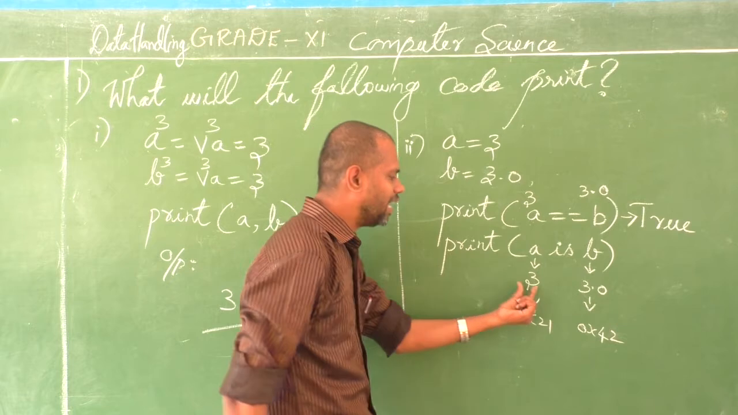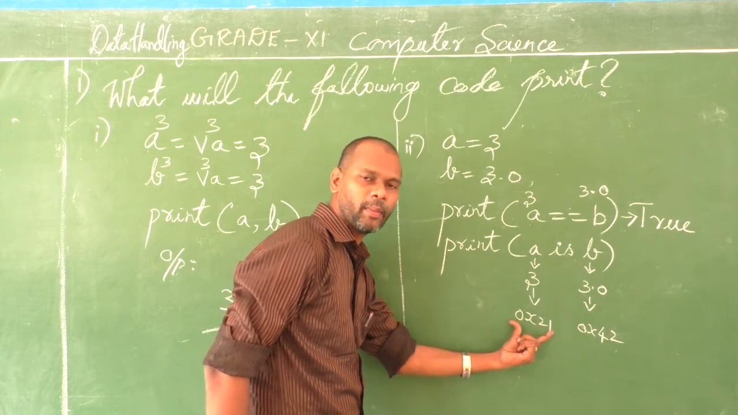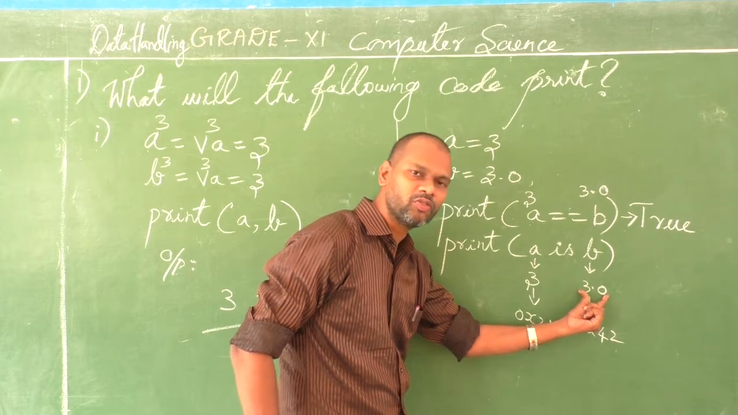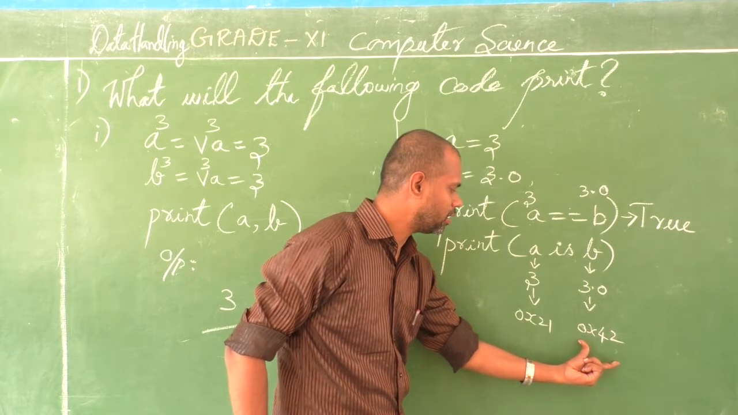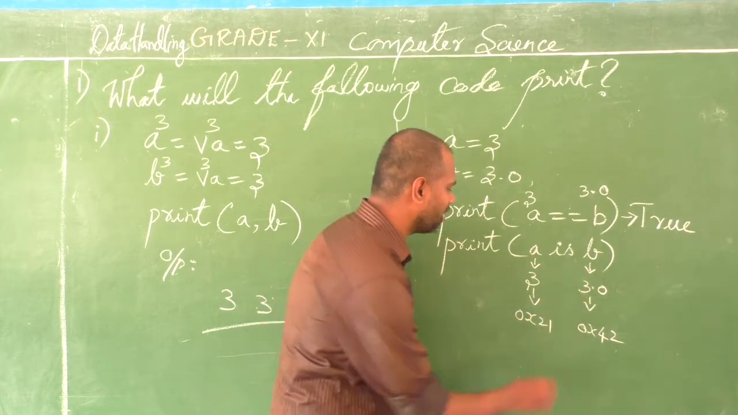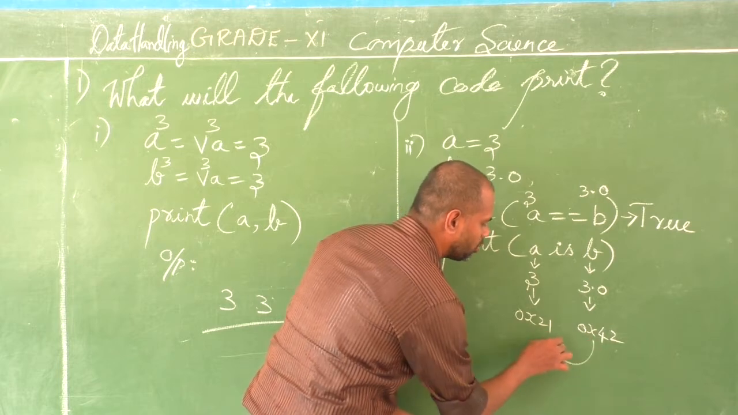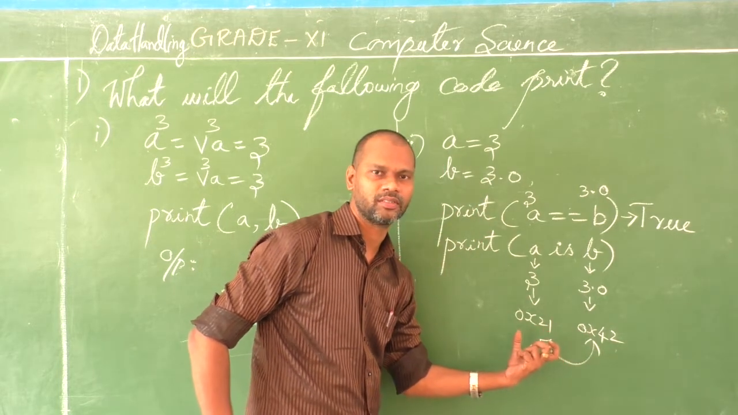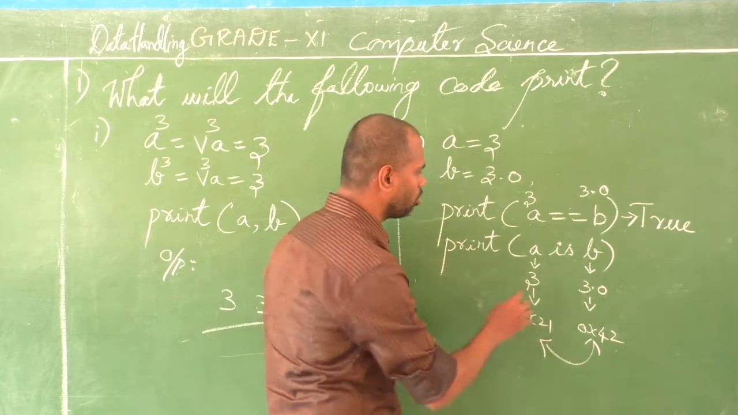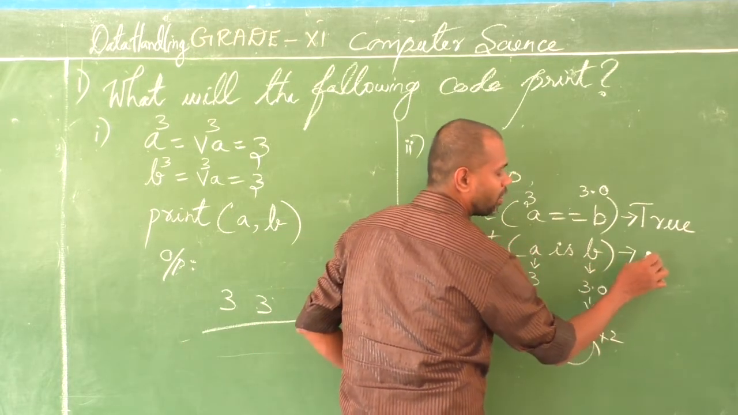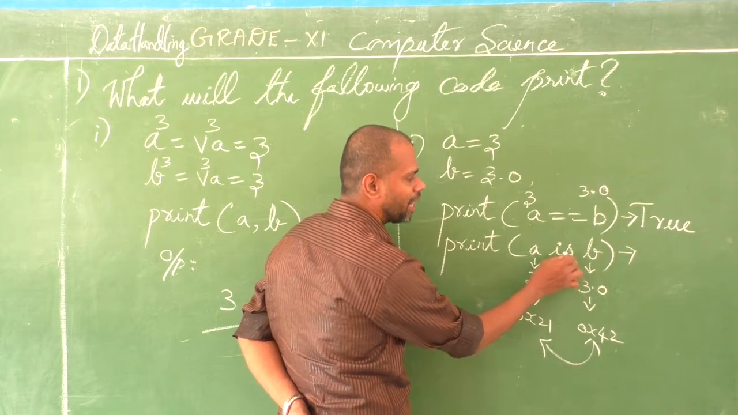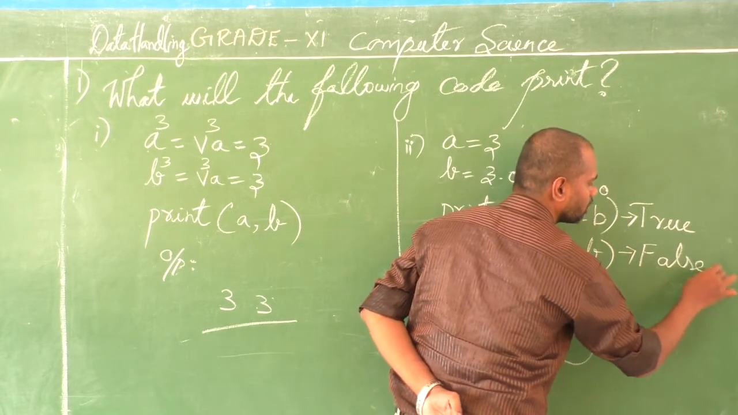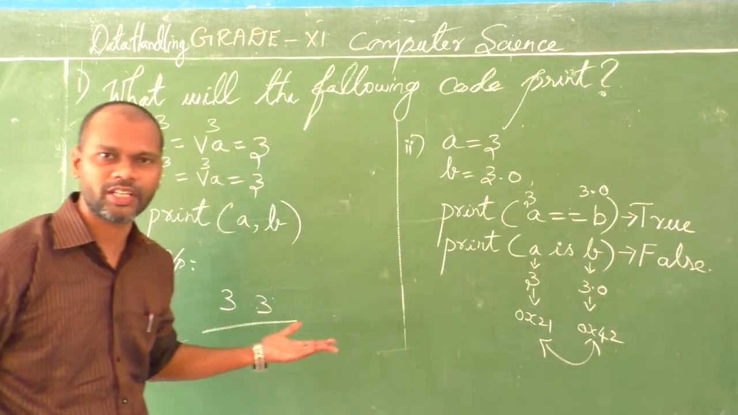So 3 will be in one memory location, and 3.0 is a floating number, so it will be in some other location. A is B means whether these two addresses are equal or not. Compare these two. These two are different, so what is the output, true or false? It will compare the memory address, so it will return false. Got it? Shall we go for the next question?